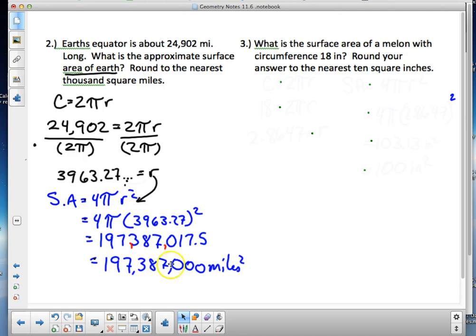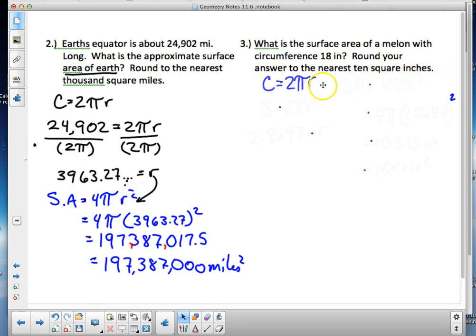I would like you to do a similar problem, doing the same steps. I would like you to try it by yourself first, and then turn on the video and see how well you did. Okay, welcome back. We've got, what is the surface area of a melon with circumference 18? So the circumference of 18 seems like, wow, how tiny compared to the 24,902 miles, but same process. Round your answer to the nearest 10 square inches.